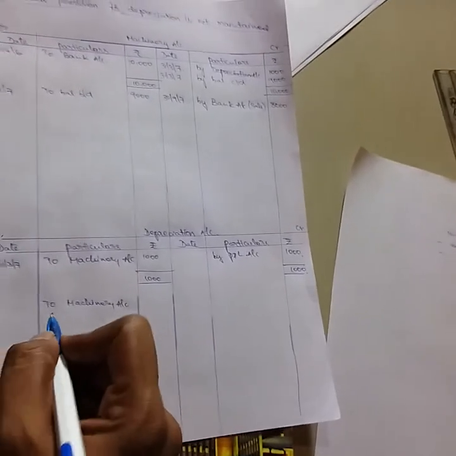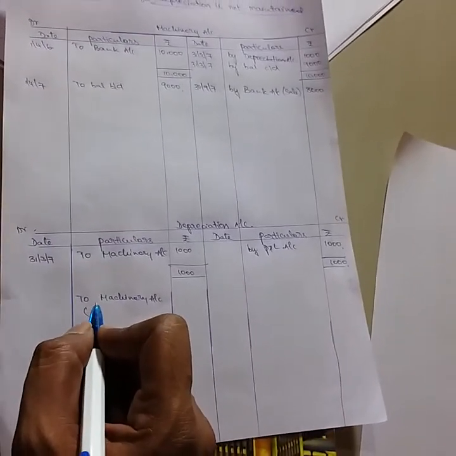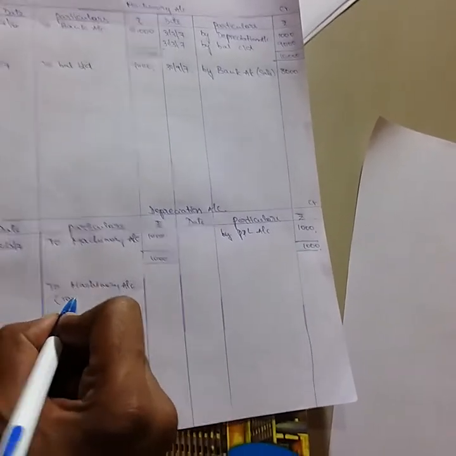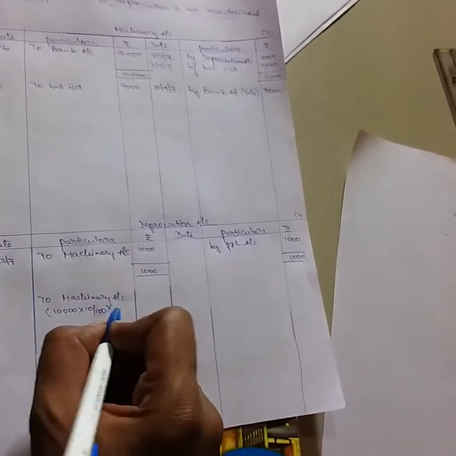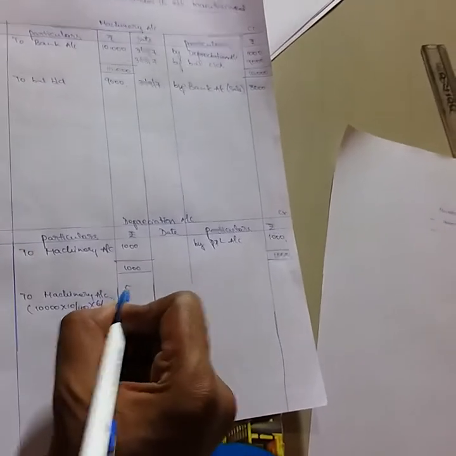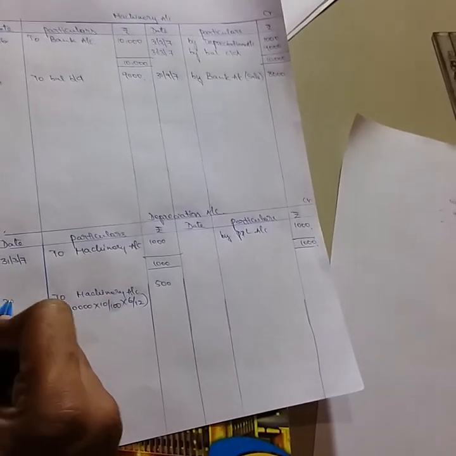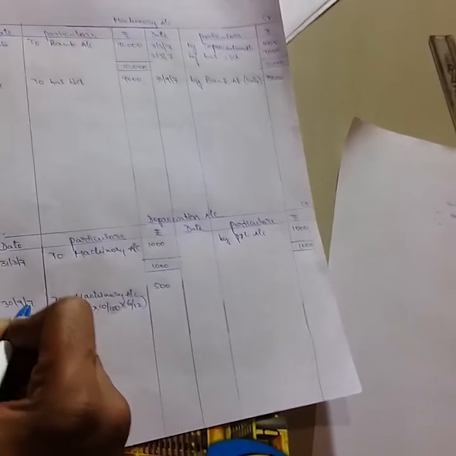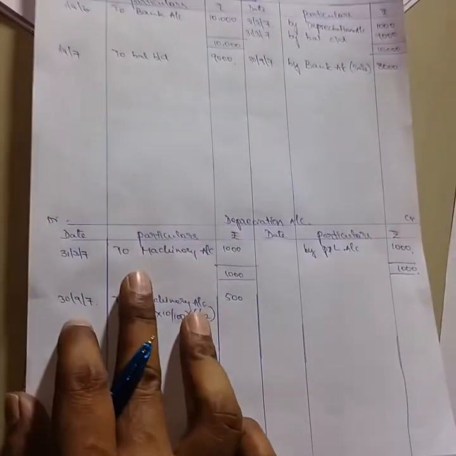As it is the straight line method, we should charge depreciation on original cost value or purchase value. Purchase value is 10,000 into rate of depreciation 10%, and in the second year we used it for 6 months only, so 6 months out of 12 months. So second year depreciation will be 500. This 500 depreciation should be charged on the selling date, 30th 9 2007.